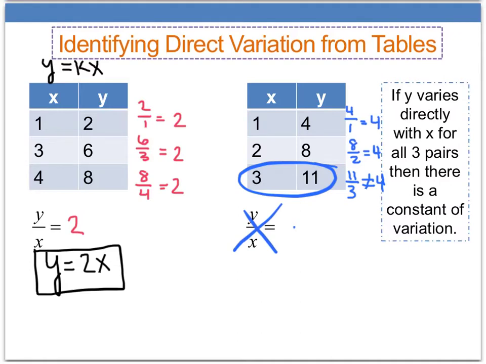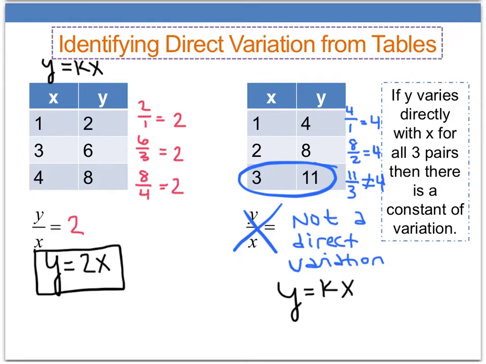So this is not a direct variation. I am not able to represent this data in the form y equals kx. There does not exist a line in this form that will represent this data.